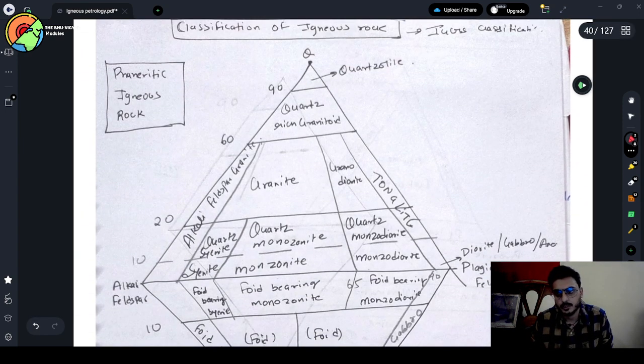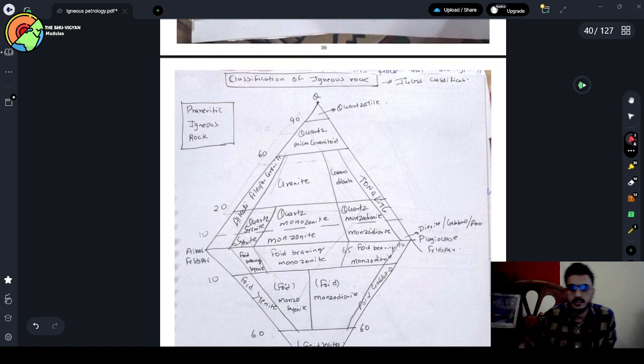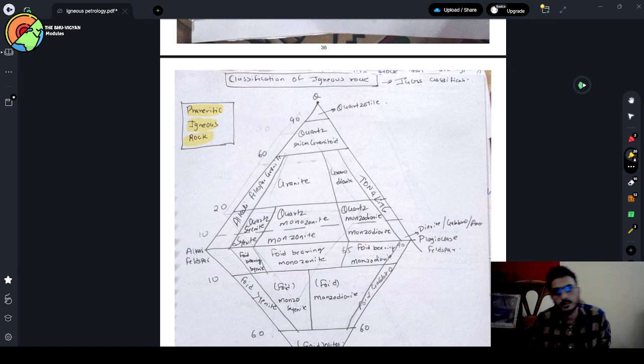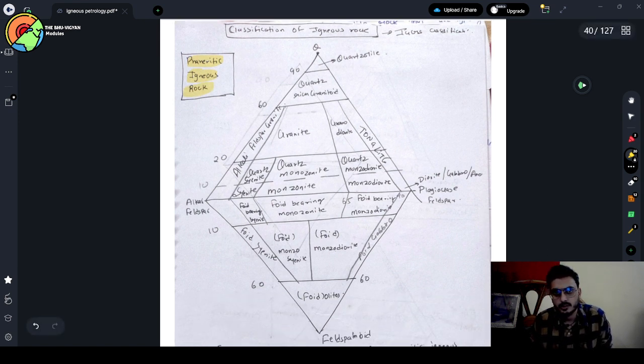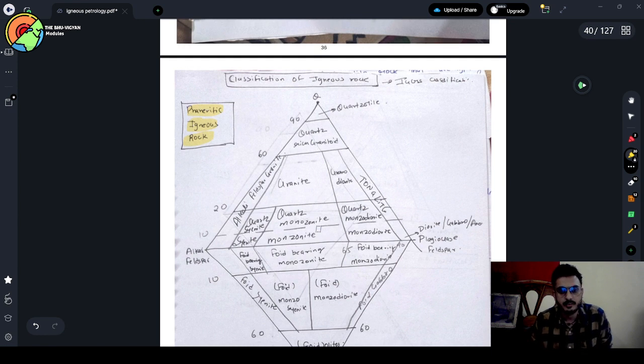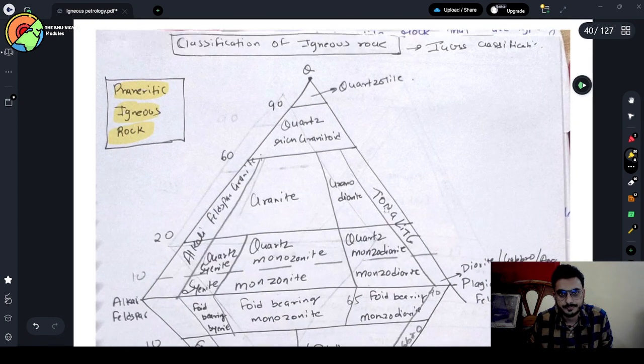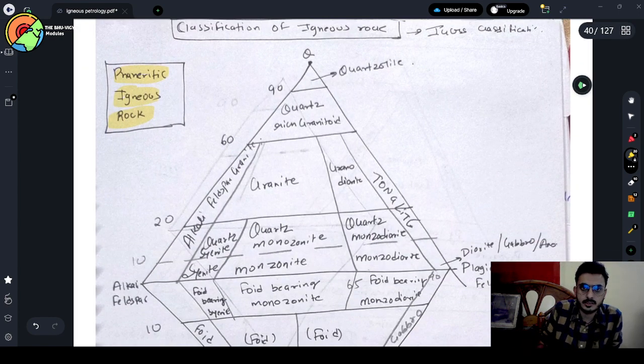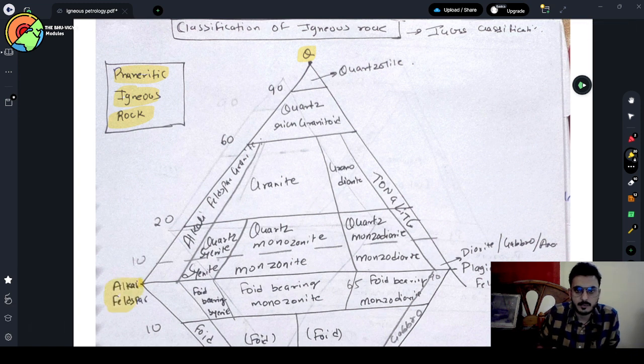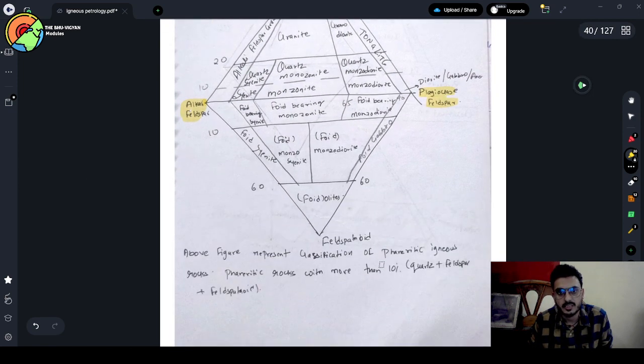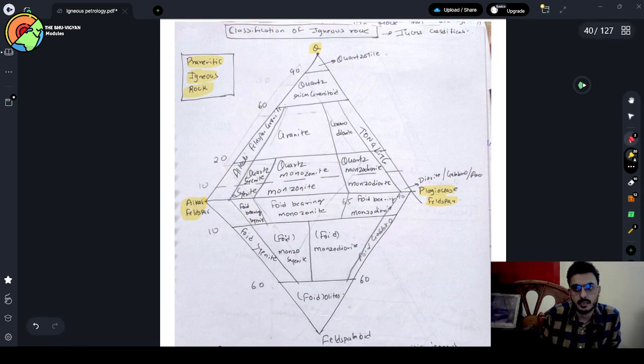Now, if you see the classification of igneous rocks here, first we will study the phaneritic igneous rocks. Phaneritic igneous rocks are coarse grained rocks. Phaneritic means they have phenocrysts and a groundmass. Phenocrysts are basically big in size, and groundmass will be smaller in size. So in these phaneritic igneous rocks, here we have quartz, here we have alkali feldspar, and here we have plagioclase feldspar. Now from an exam point of view, you just have to memorize this entire table.